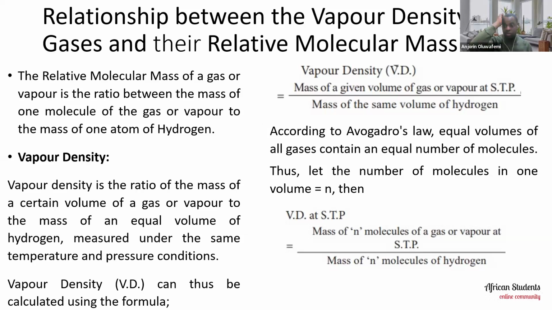According to Avogadro's law, equal volumes of all gases contain an equal number of molecules. Thus, let the number of molecules in one volume be equal to n. Then, if that is the case, what we'll have is that VD, represented at standard temperature and pressure, is equal to the mass of n molecules of the gas or vapor at STP over the mass of n molecules of hydrogen.